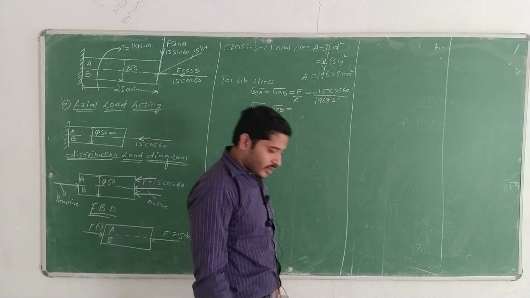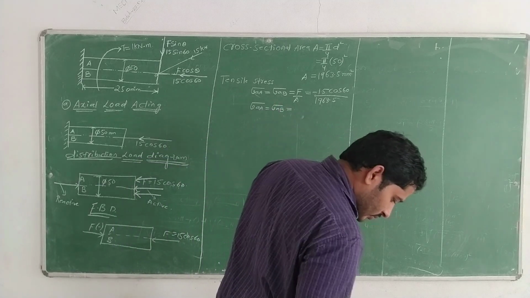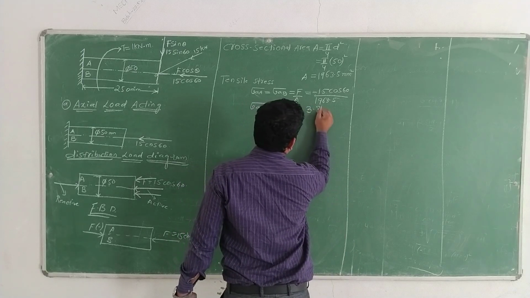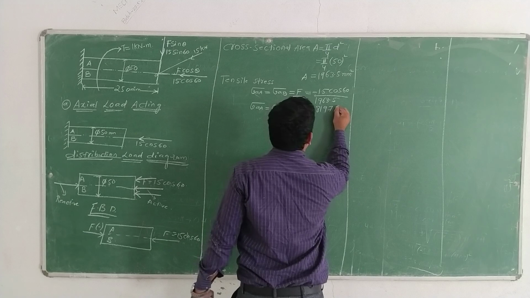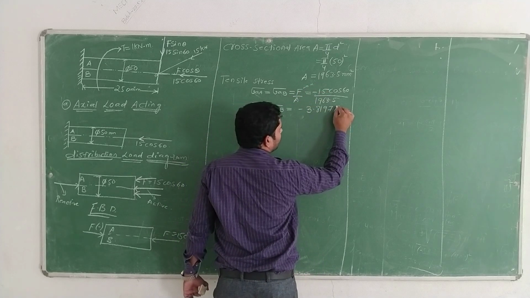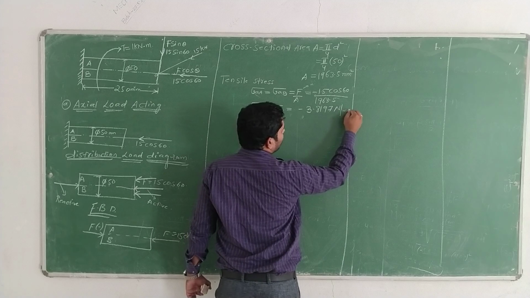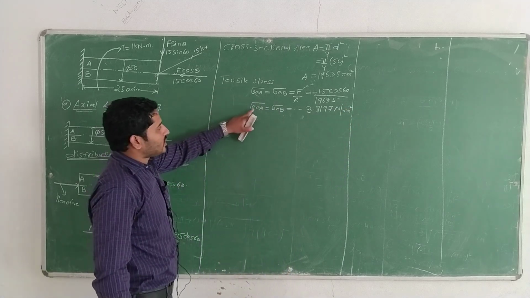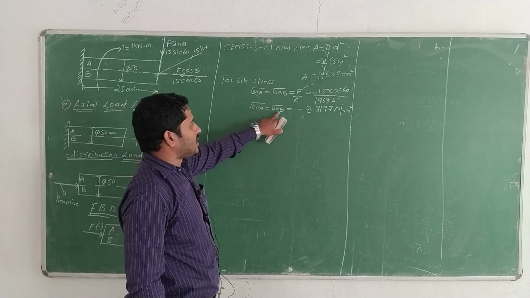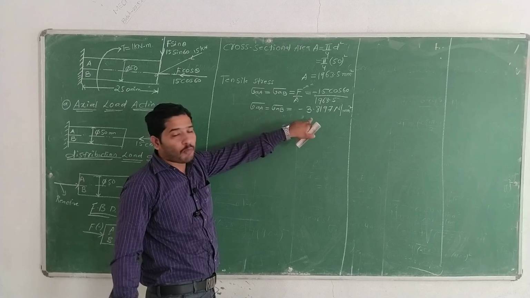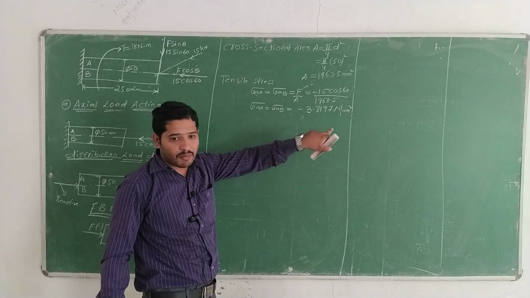If you calculate this value, you will get the tensile stress. I am getting the answer as minus 3.8197. The unit is Newton per mm square. That is the value of the tensile stress acting at point A, equal to the tensile stress acting at point B. We are getting the value minus 3.8197 Newton per mm square.